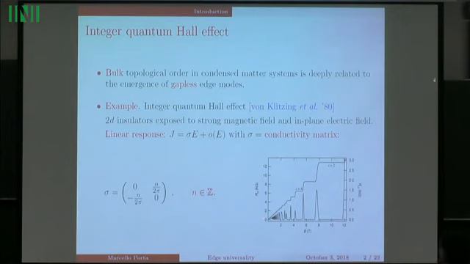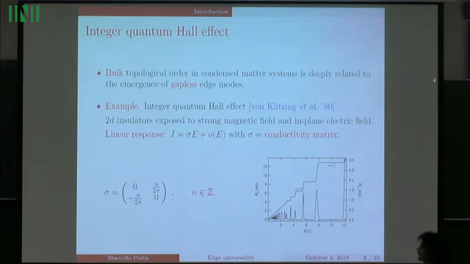Okay, so when you are in the plateau as a function of the magnetic field, the longitudinal conductivity is 0 while the transverse conductivity is quantized. When you move from one plateau to another, you see a spike in the longitudinal resistivity, which otherwise is exactly 0. Okay, so this is a purely quantum phenomenon.